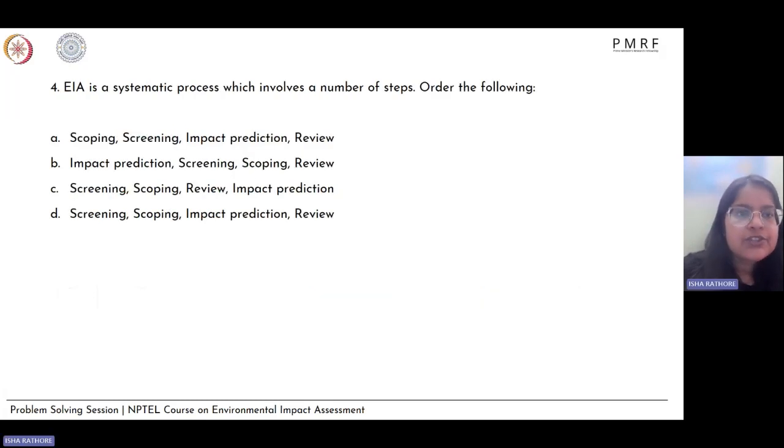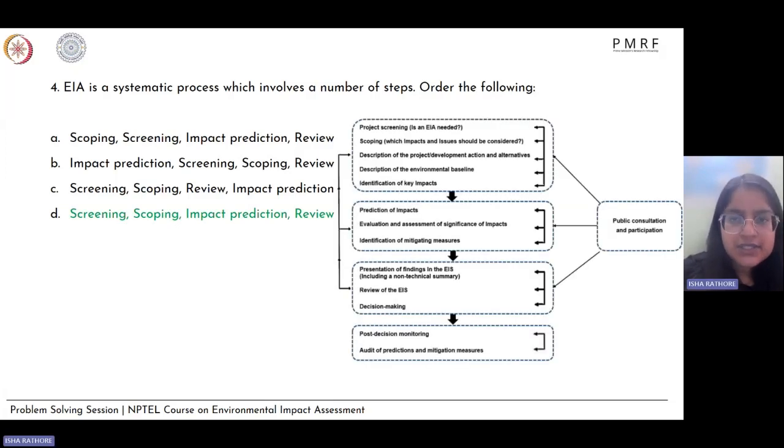Moving on to the next question. EIA is a systematic process which involves a number of steps. Order the following, so you have to select the correct order. The first is the first step and so forth as we move towards the option. So the correct order is D, that is first you have screening, where you see whether an EIA is required or needed for this project or not.